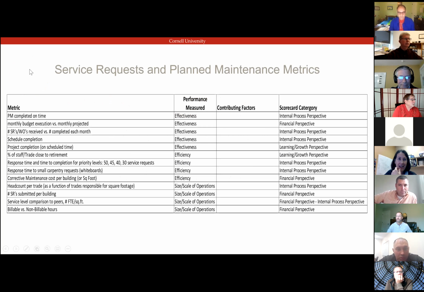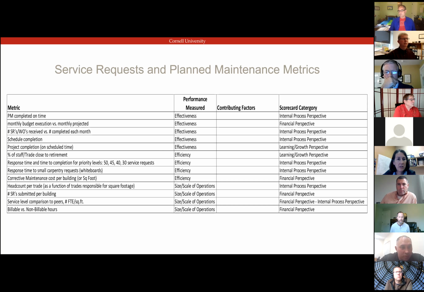Go ahead. So the first one, PMs completed on time. It's preventive maintenance. My concern is ones that aren't completed sometimes lead to more expensive jobs. My classic example: a catch basin doesn't get proactively pumped and all that silt flows into your storm drain, and you have to clean out the pipe at that point. And that's easily measured.